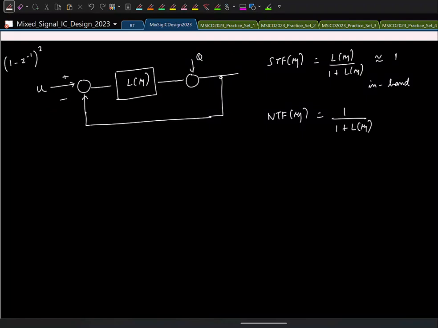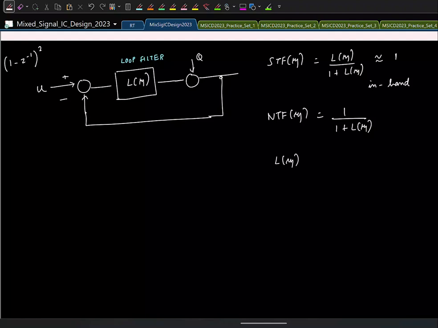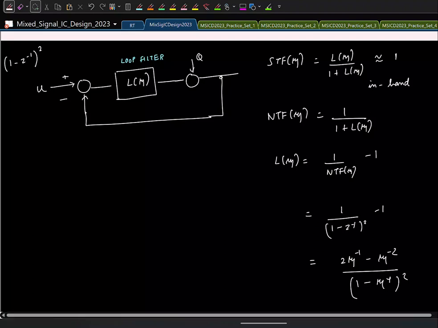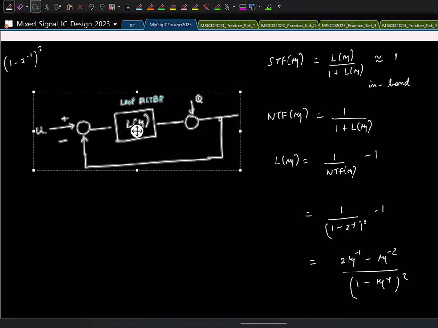So now we have this generalized framework. For any NTF, you can find what is the loop filter you should have. By the way, this is called the loop filter. Let's quickly find what is L of Z in terms of NTF. It is 1 upon NTF minus 1. Is that okay? So if we were to have a second order thing, this is going to be 1 by (1 minus Z inverse) whole square minus 1. So this will simplify to the loop filter that gives rise to the second order modulator, which is referred to as mod 2.